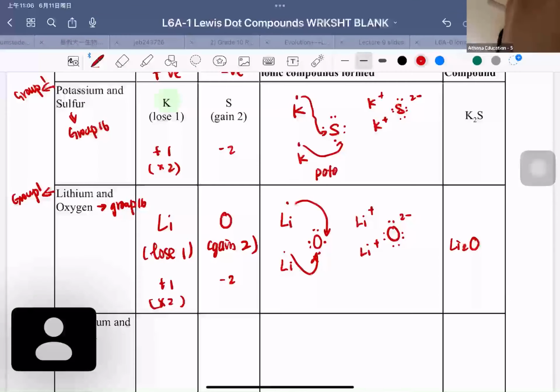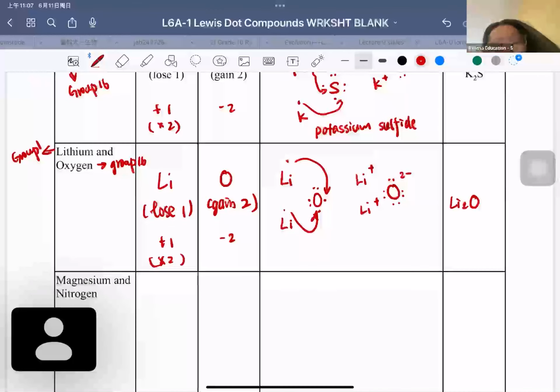Right, so then the one on the top is potassium sulfide. So here, sulfur, what you need to do is take the -ur into -ide. Potassium sulfide. Next, the second one is lithium oxide.